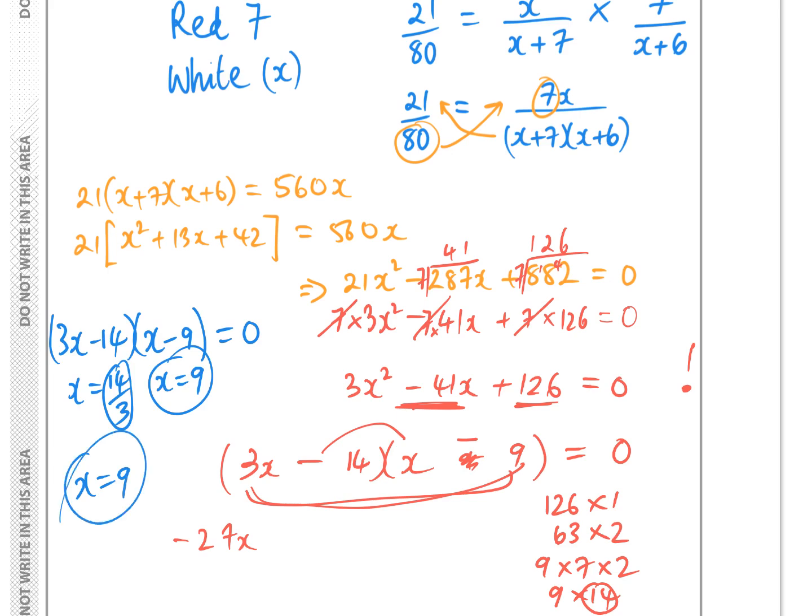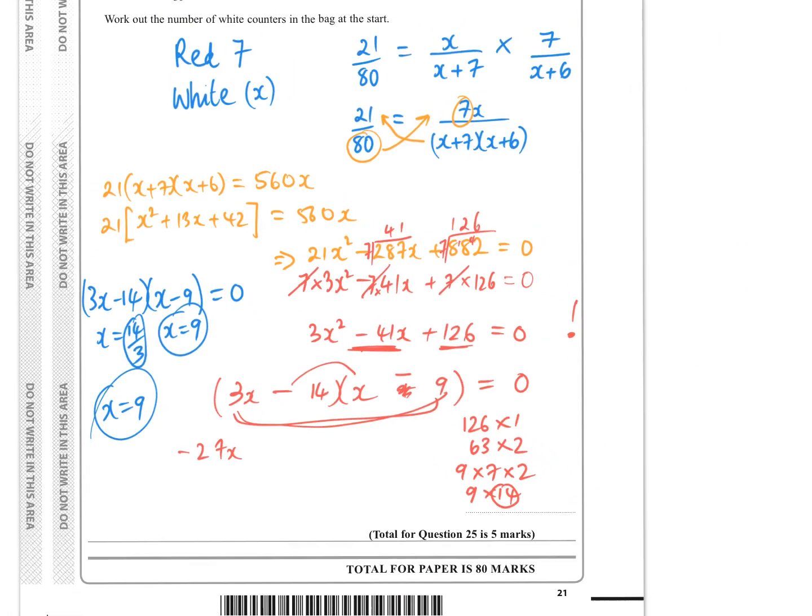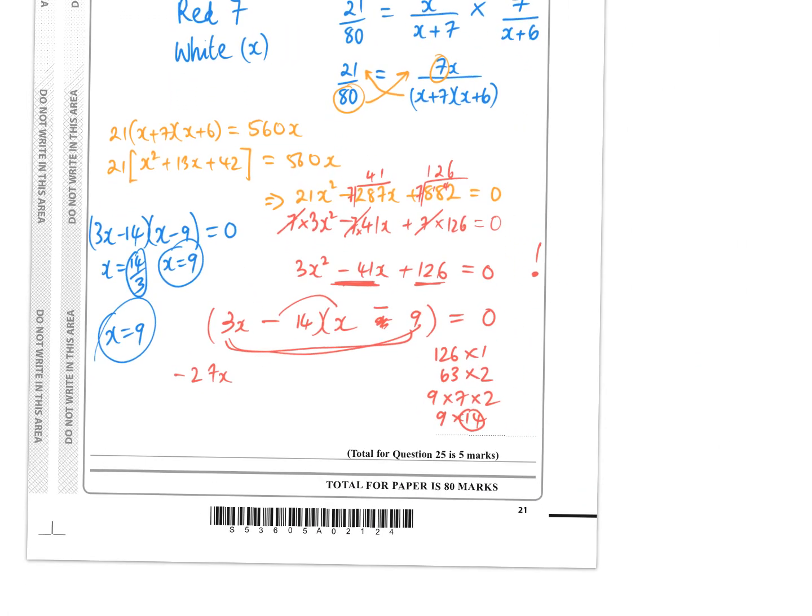So if x is 9, I believe, yeah, that's all we've got to find. So there isn't anything else to do. I thought there was some more there, but there isn't. So we would just write x equals 9, and that is white counters. That's how many there were to start with.